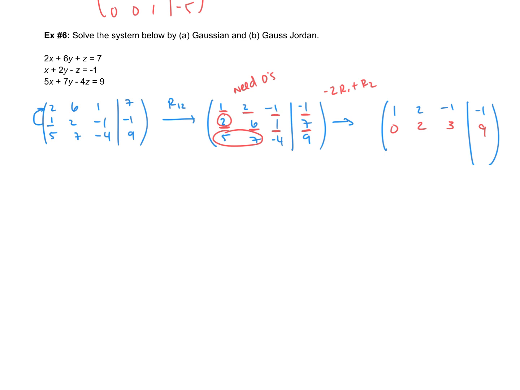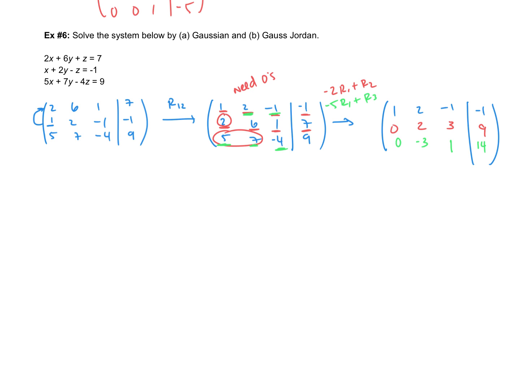Okay, similar idea. If I want a 0 here where there's a 5, I can multiply that first row by negative 5 and add it to the third row, which would give me a 0. Again, I'm multiplying by negative 5 and adding it here, which would give me negative 3, multiplying by negative 5 and adding it here, which would give me 1, and then this will give me 14. Okay, so we said we needed a 0 here too, but I'm not ready for that yet.